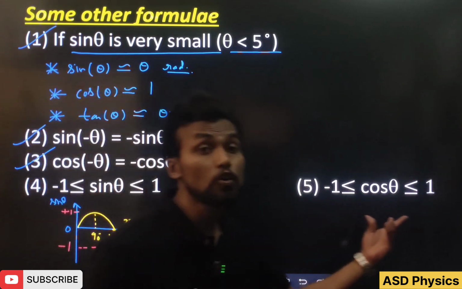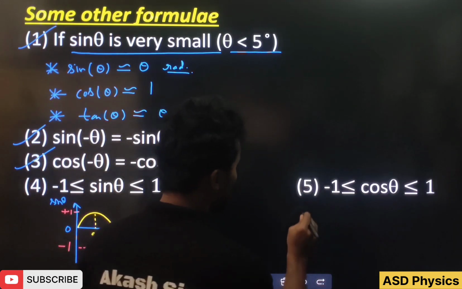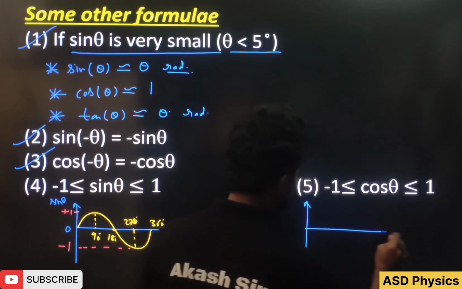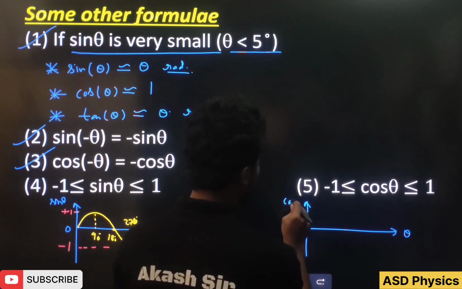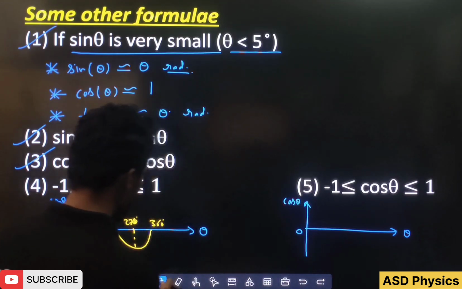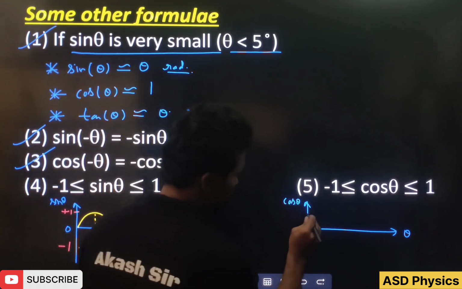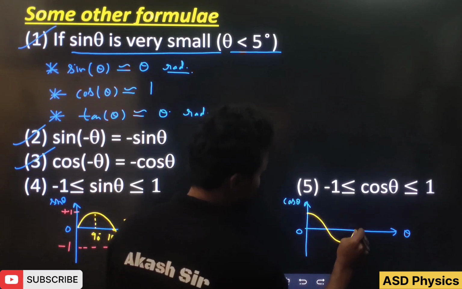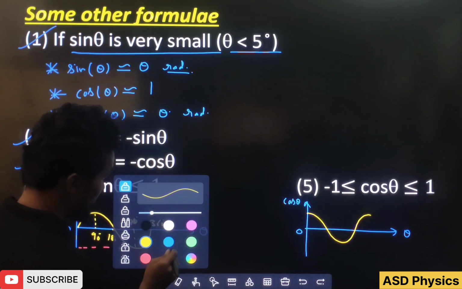Now, if we talk about the cos theta value, it is also always minus 1 to plus 1. So see here theta, and here I am taking cos theta. Let me draw the graph. This cos theta graph will go like this.